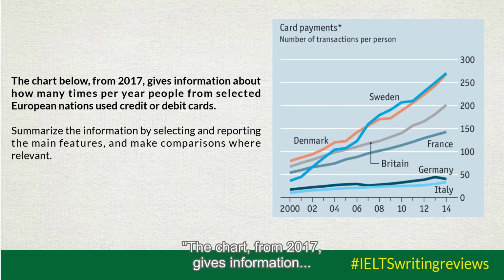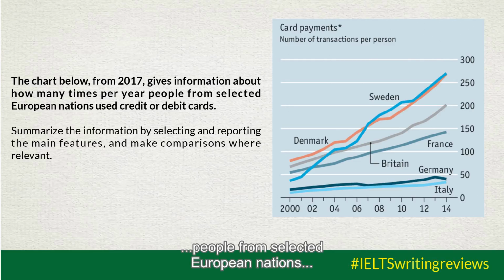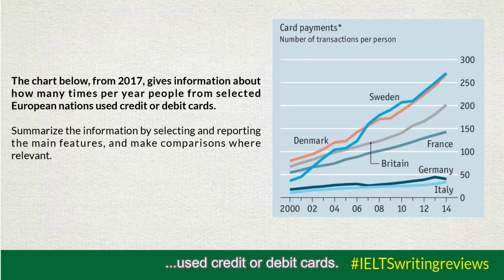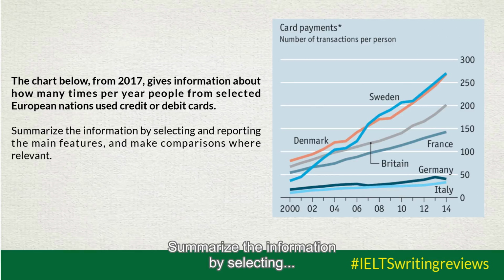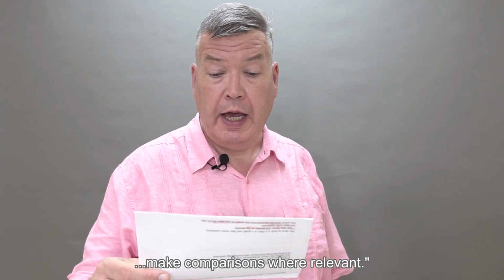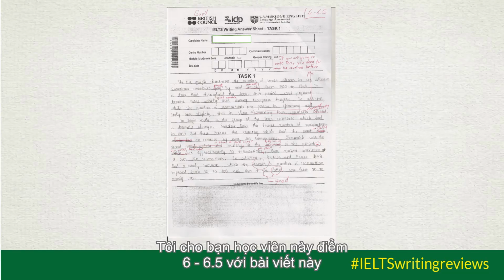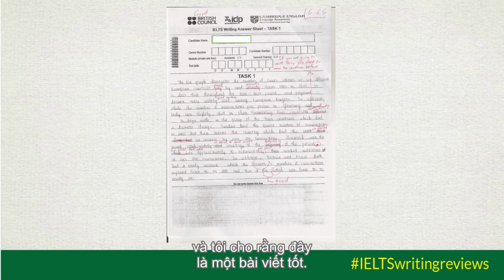And here's the question. The chart from 2017 gives information about how many times per year people from selected European nations used credit or debit cards. Summarize the information by selecting and reporting the main features and make comparisons where relevant. And now, I gave this student a 6-6.5 grade on this essay, and I consider it a good essay.